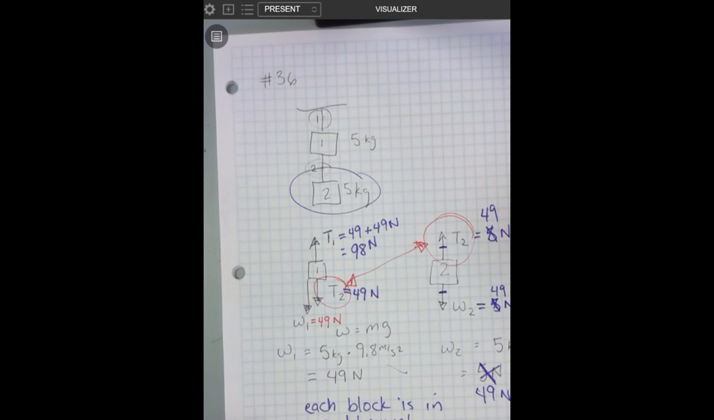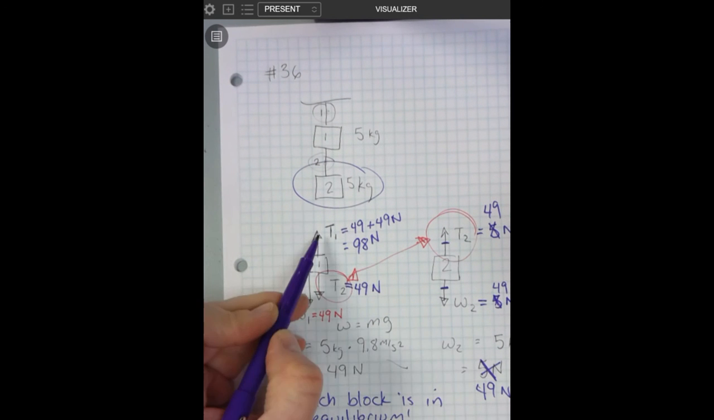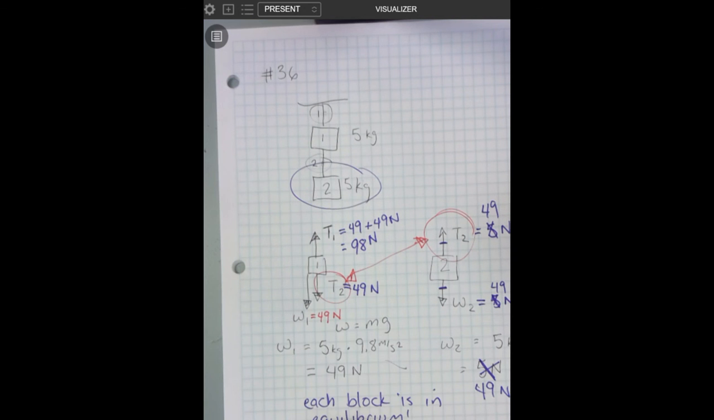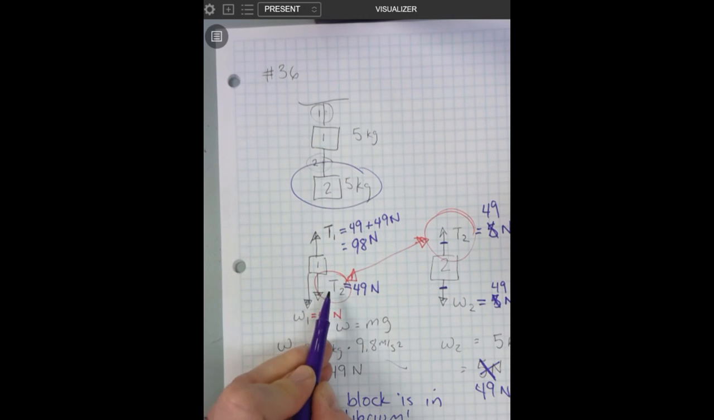Okay, and so I now know that T2 is 49 newtons, so that block 2 is in equilibrium. And T1 has to be double that because T1 is pulling against both block 1's weight and block 2's weight transmitted through T2.